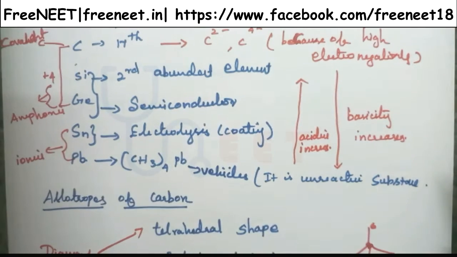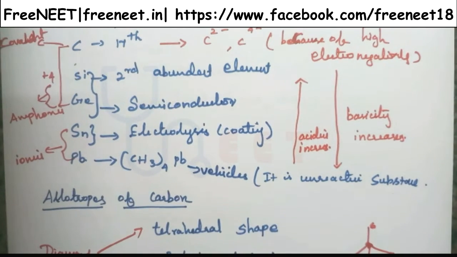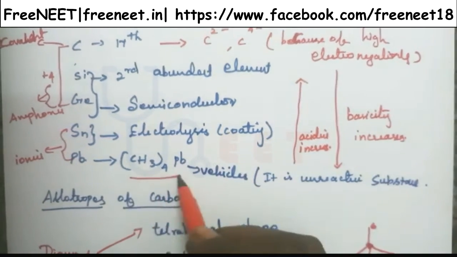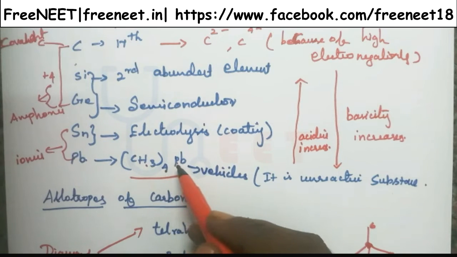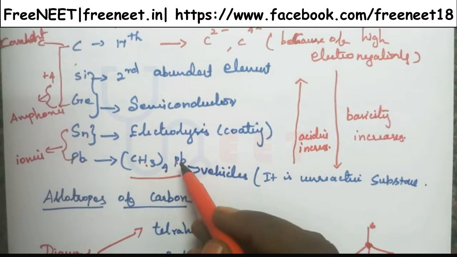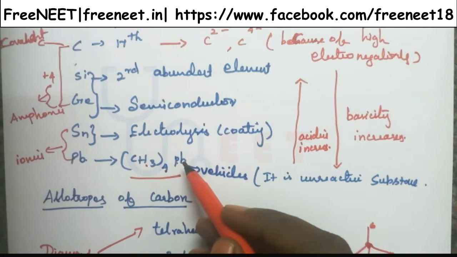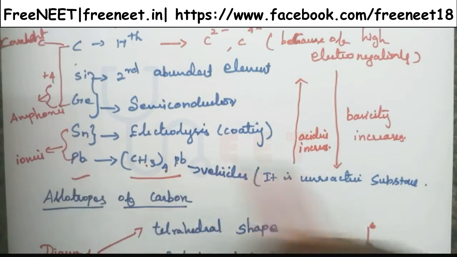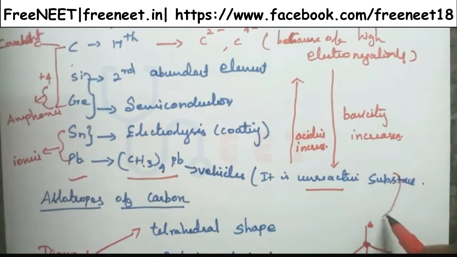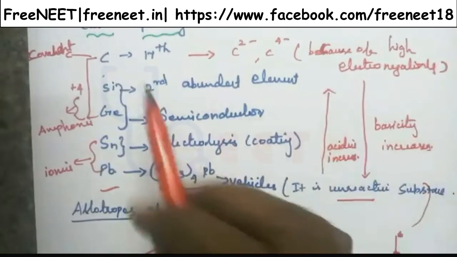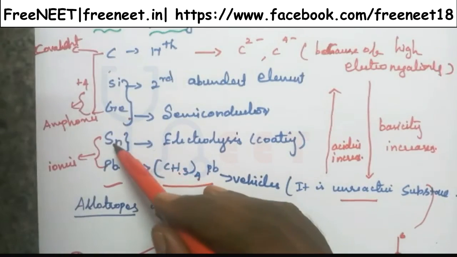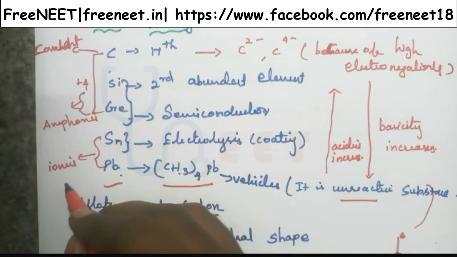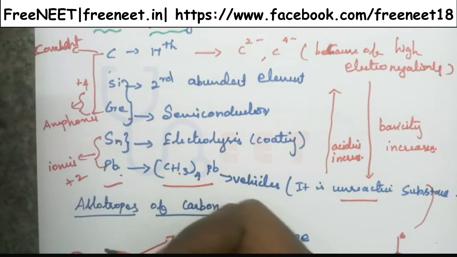Lead is used to reduce sound in vehicles, in the form of tetramethyl lead or tetraethyl lead. These two compounds are mainly used to reduce the sound in a vehicle. At the same time, lead is also an unreactive substance. Here carbon, silicon, and germanium have an oxidation state of +4. Tin and lead have a most stable oxidation state of +2.